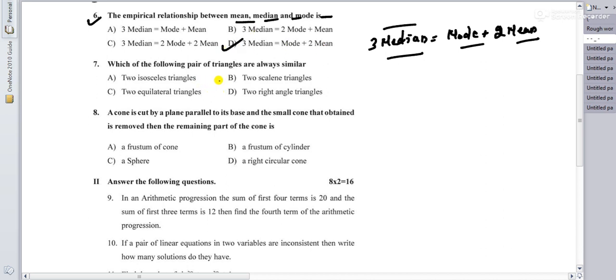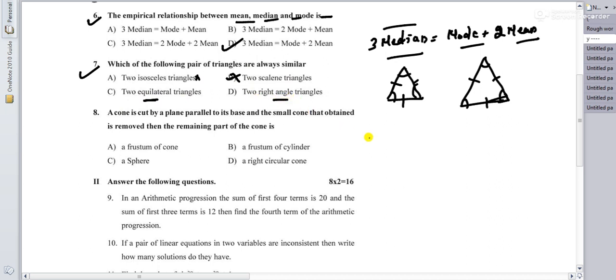Now moving to question number 7. Which of the following pairs of triangles are always similar? What do you mean by similarity? Their corresponding angles must be equal, and their corresponding sides should be in the same ratio. So does this apply for two isosceles? No, because only two sides will be equal here, and the third can be different. Two scalene? No, none of the sides are equal. Two equilateral? Yes, this can be.